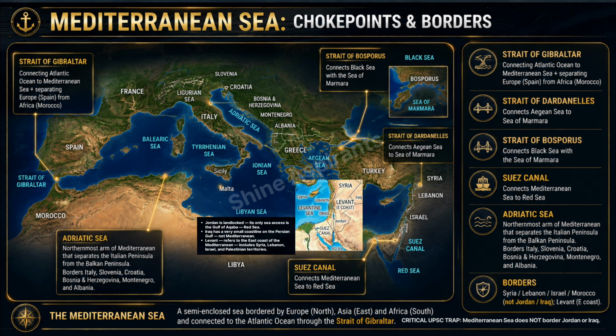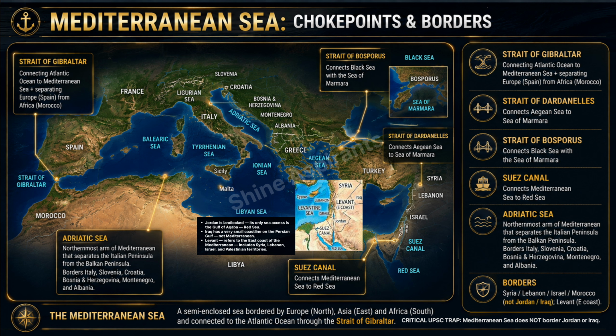Adriatic Sea, northernmost arm of the Mediterranean. Separates the Italian peninsula from the Balkan Peninsula. Borders Italy, Slovenia, Croatia, Bosnia and Herzegovina, Montenegro and Albania. Bordering countries, UPSC critical. Mediterranean Sea borders Syria, Lebanon, Israel, Morocco and many European countries.